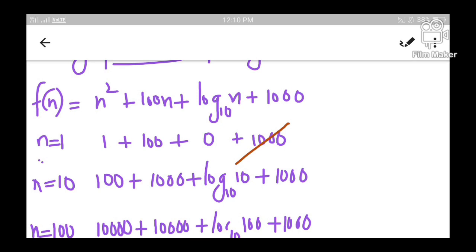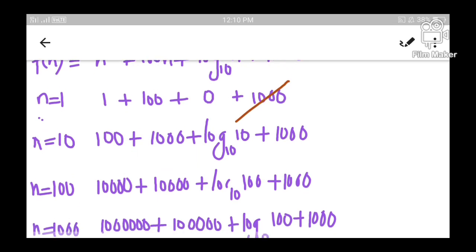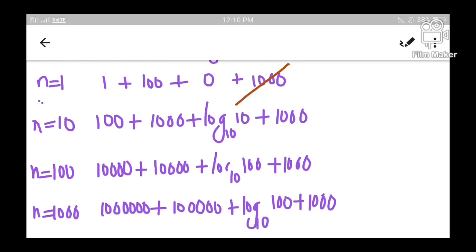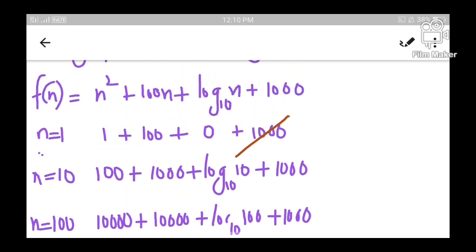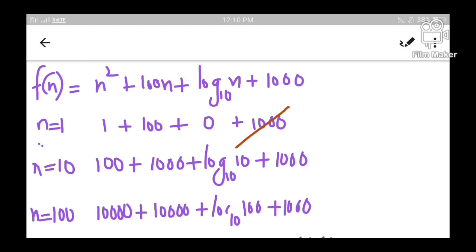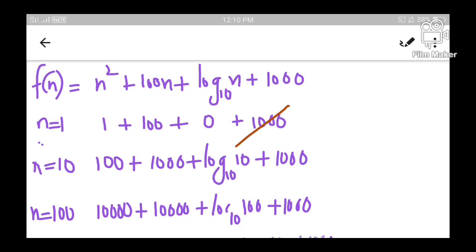What happens if the value of n increases? Let us move on and check when the value of n becomes 10. When in the same equation the value of n becomes 10, the contributions of each term will be 100 plus 1000 plus log 10 plus 1000.